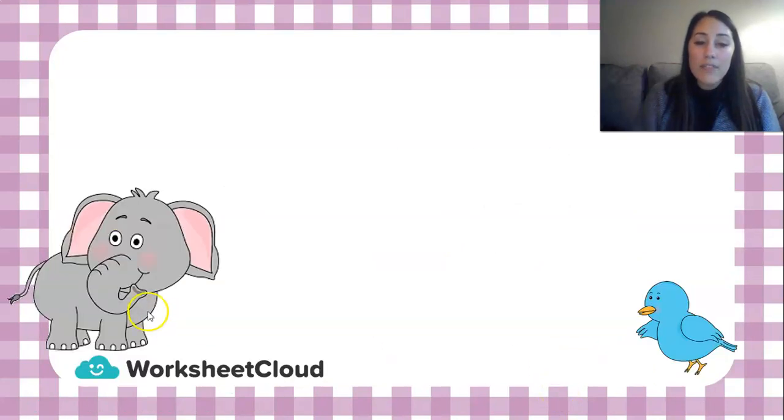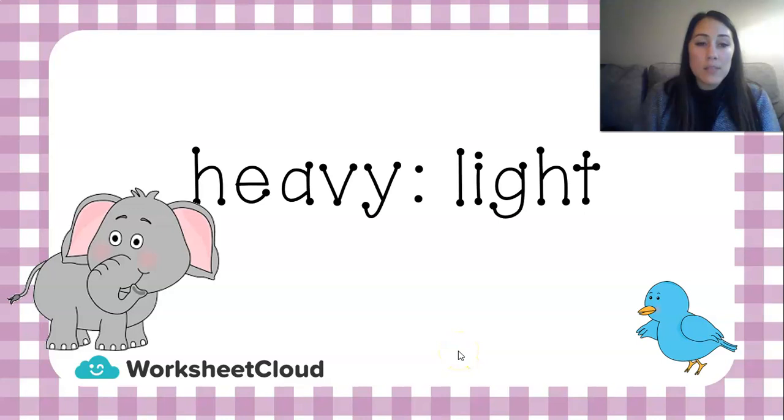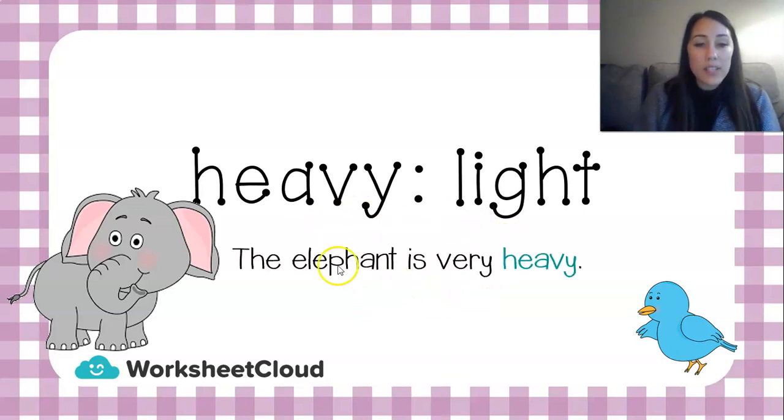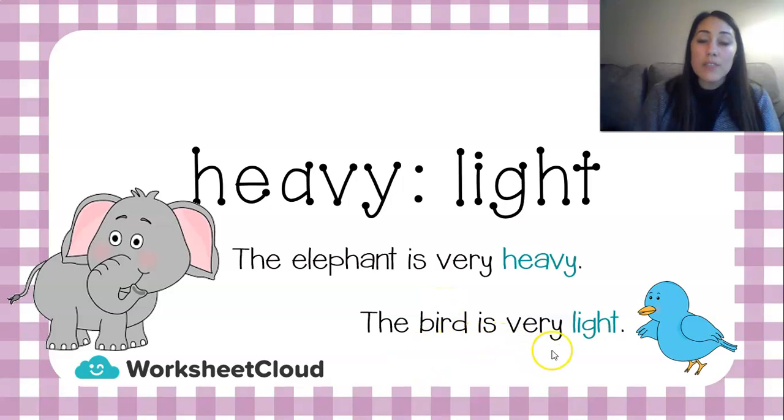Here we've got an elephant, we've got a little bird that looks like he's flying around, and our next set of antonyms are heavy and light. The elephant is very heavy. The bird is very light. So heavy and light are antonyms because they are opposites.